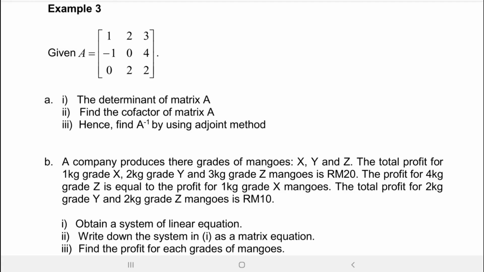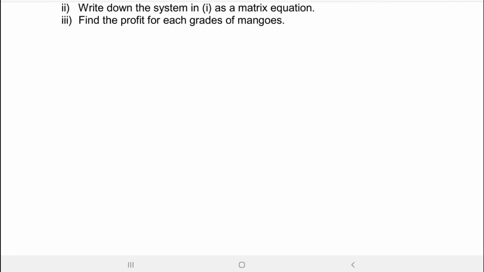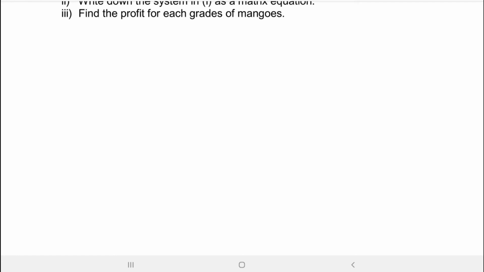Alright, for example 3, they give already a matrix A, which is a 3 times 3 matrix: 1, 2, 3, negative 1, 0, 4, and 0, 2, 2. The first question asks for the determinant of matrix A. So, what is the determinant of matrix A?